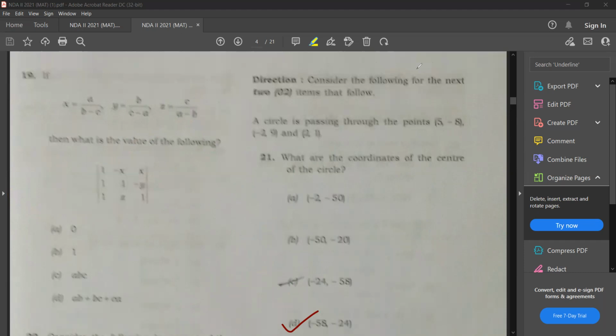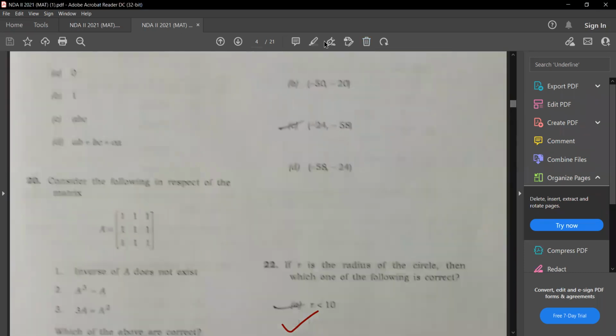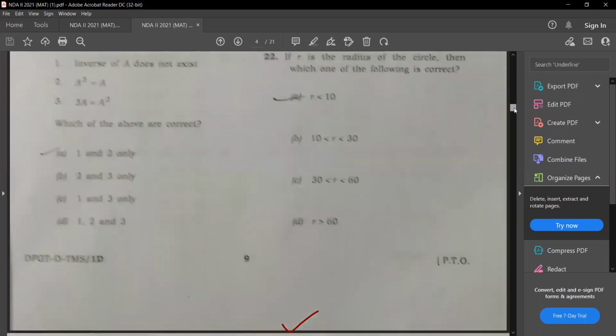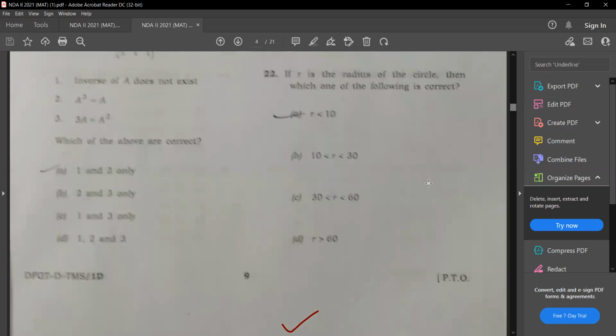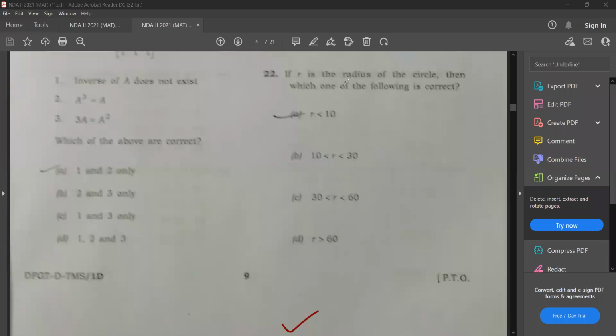Next sub question. There are two questions that follow this section. If r is the radius of the circle, which one of the following is correct? r less than 10, 10 less than r less than 30, 30 less than r less than 60, r greater than 60. We got r as 65, so r is obviously greater than 60. So option D is the correct answer.